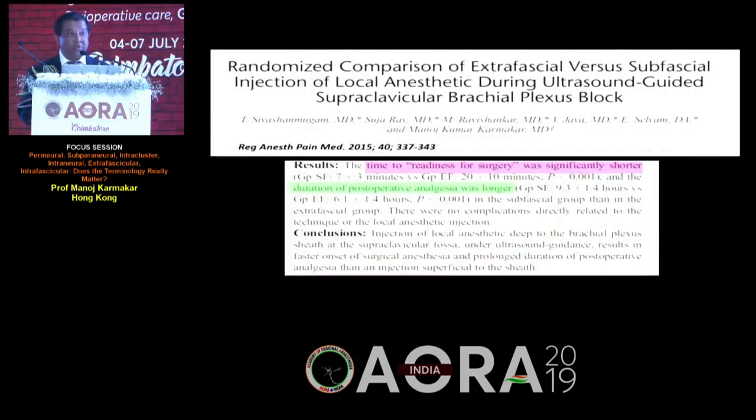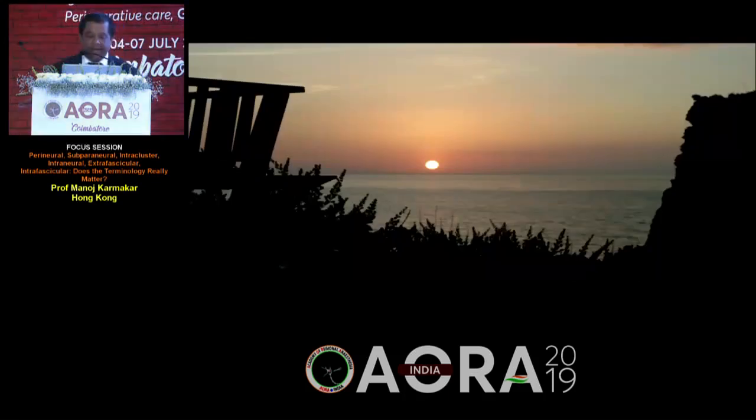Subfascial injection also produces faster onset of readiness for surgery and a longer duration of sensory motor blockade.